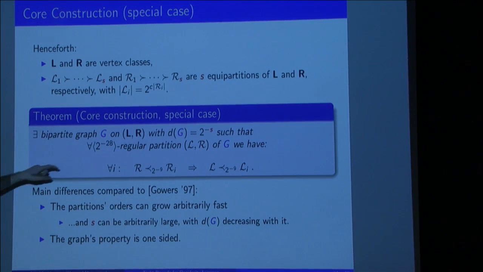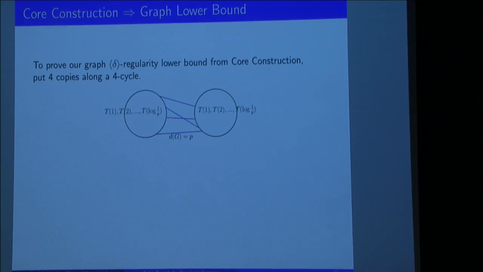And the property, this implication that we have, is one-sided, as I mentioned. If something happens on the right, then something happens on the left, and that's it. So how do we use this construction to prove our graph lower bound for delta regularity? We claim we can, because this is a one-sided version, you can iterate it. So how can you symmetrize the graph?